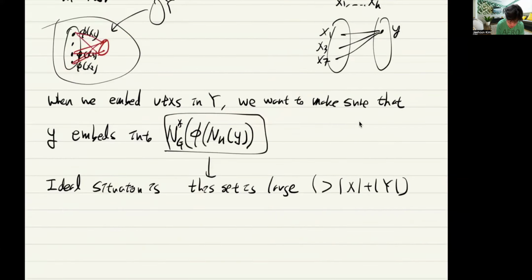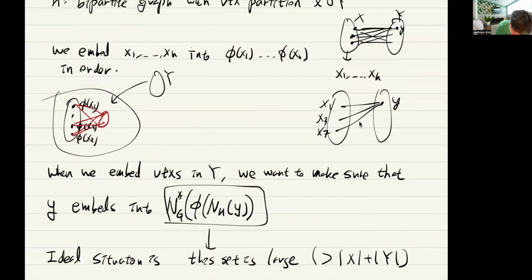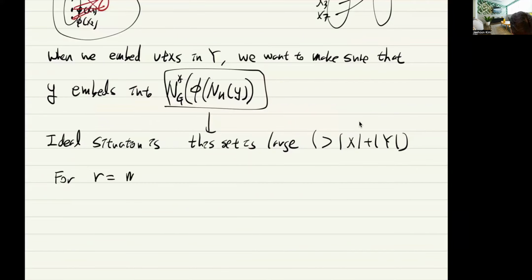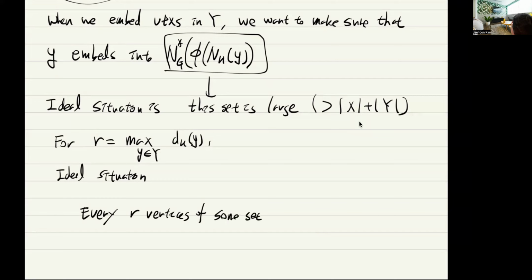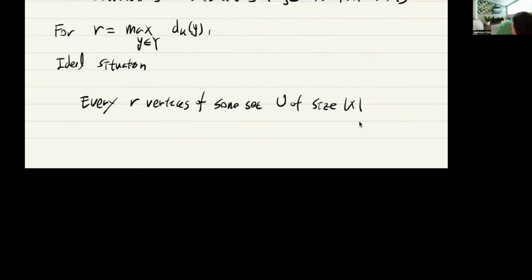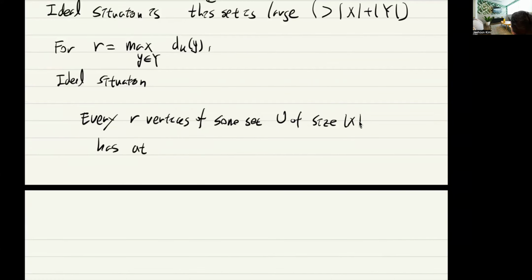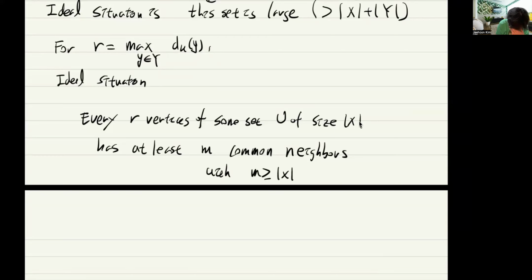So let's say R is the maximum degree of the vertices in Y. The ideal situation is the following: every R vertices of, say, some set U of size X has at least m common neighbors, with m being larger than the number of vertices in Y. So this is the ideal situation.